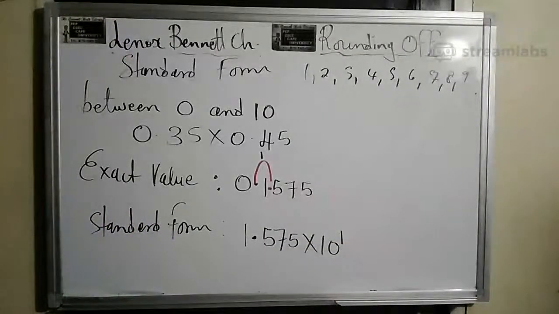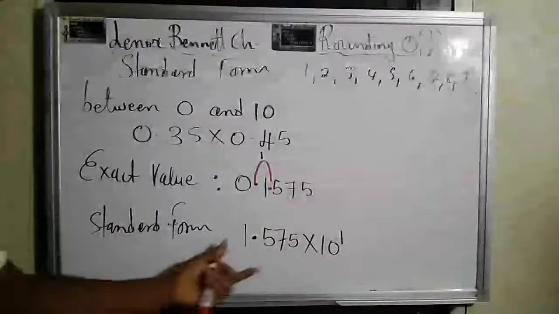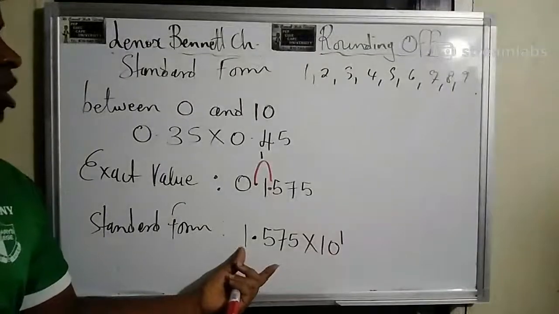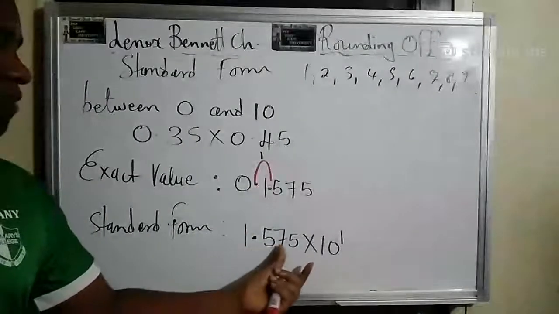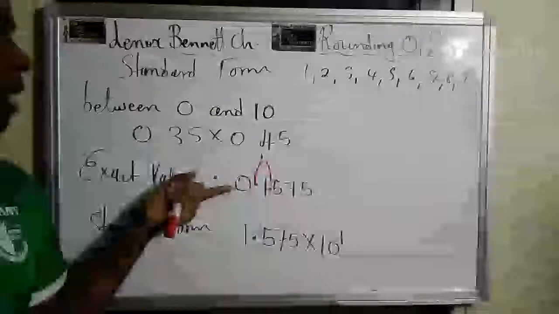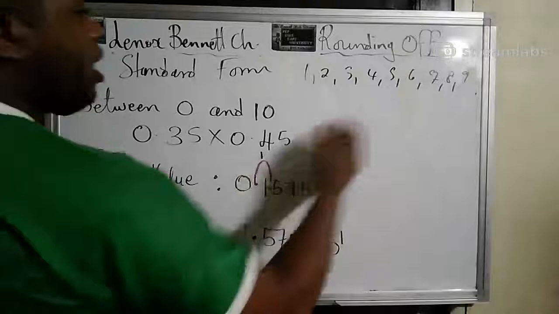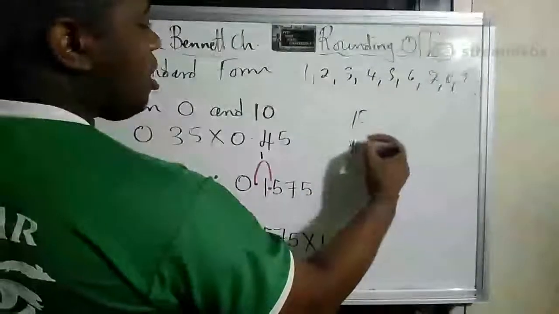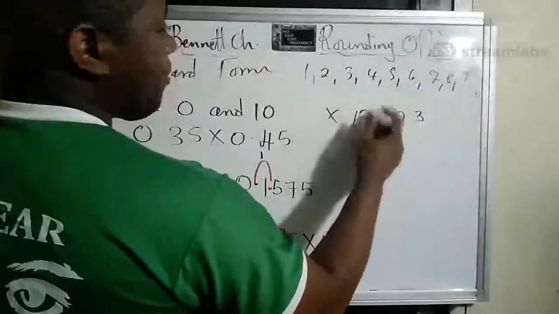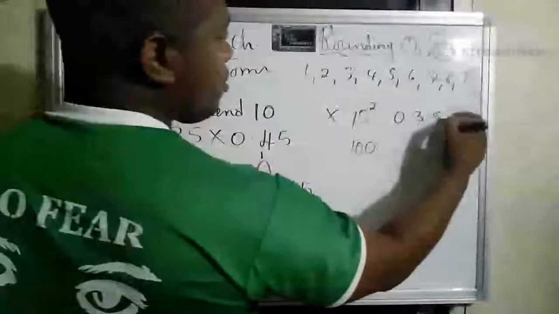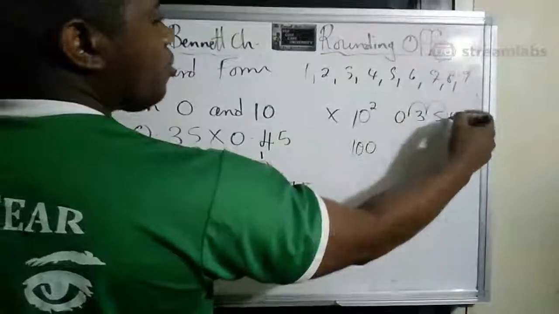Now, this is what I always tell my students, and it works every single time. The product of this standard form should be the exact value of this. So when we multiply 1.575 times 10 to whatever, we must get back this. If you're multiplying by a positive power of 10, the decimal point moves to the right. This means we're going to move 2 places to our right, right? 1, 2.